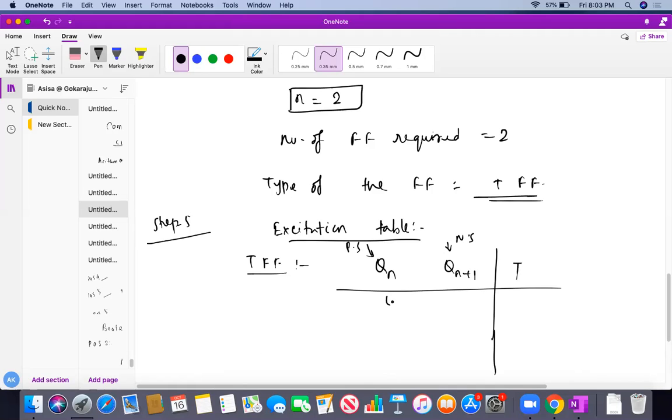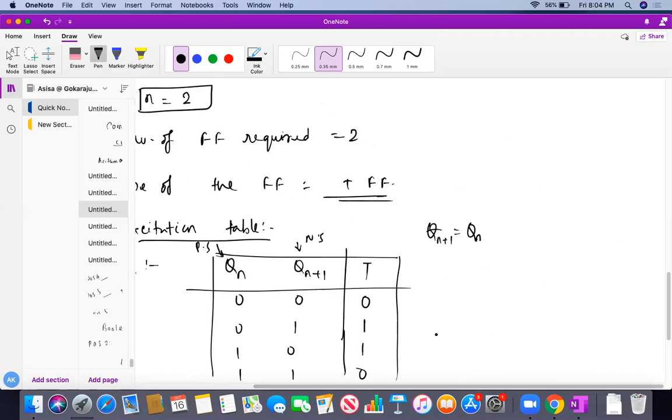So how many present states are there? 0 0, 0 1, 1 0 and 1 1. What would be my T? What is T? If T is 0, the next state Qn plus 1 is always Qn. If T is equal to 1, Qn plus 1 is Qn bar. Okay. Do you all understand? So this is my excitation table of the T flip-flop.